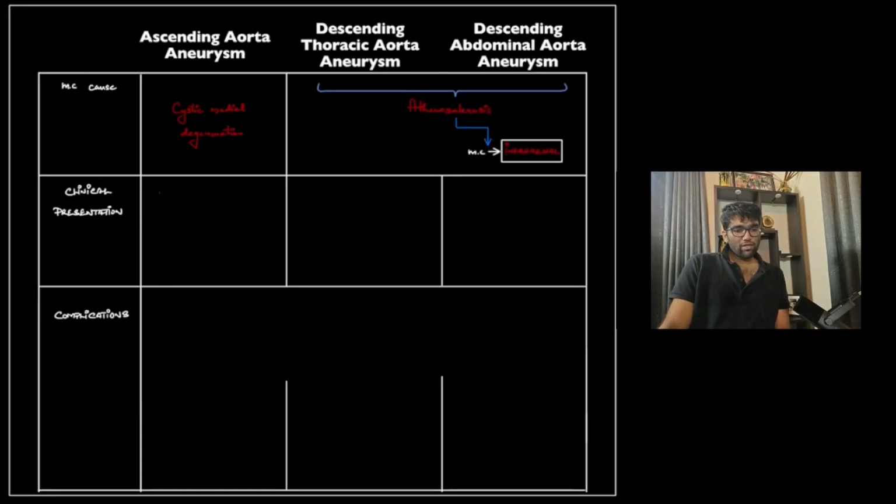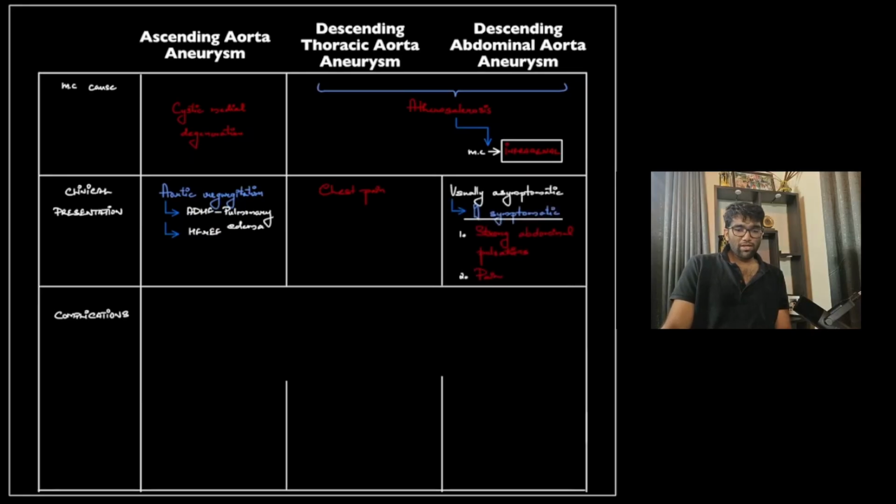For abdominal aortic aneurysms and descending thoracic aortic aneurysms, the most common cause is atherosclerosis. And as we've discussed, descending abdominal aortic aneurysms most commonly affect the infrarenal abdominal aorta. The clinical presentation of an ascending aortic aneurysm is that of aortic regurgitation, which can be acute decompensated heart failure if the aneurysm is associated with a circumferential dissection and resulting in acute AR, or it could be heart failure with reduced ejection fraction. In case of descending thoracic aneurysms, the only presentation is chest pain.